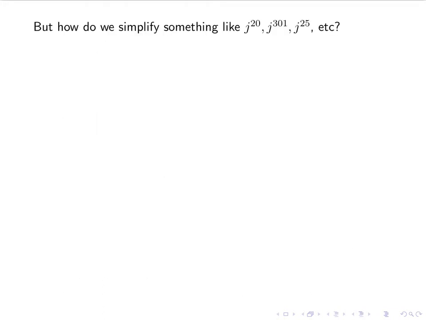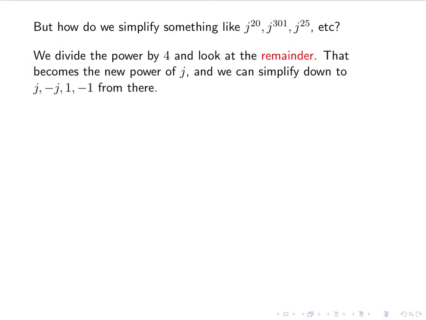So the question is, how do I simplify something like j to the 20th, j to the 301st? These cyclic patterns are in 4s, right? We got j, negative j, 1, negative 1. We have 4 values there. So every 4, it repeats. So what I want to do is look at what the remainder is when I take my exponent and divide it by 4. Let's go back to like 3rd grade math. I don't care what 20 divided by 4 is. I want the remainder. What part of that doesn't go into the 4?